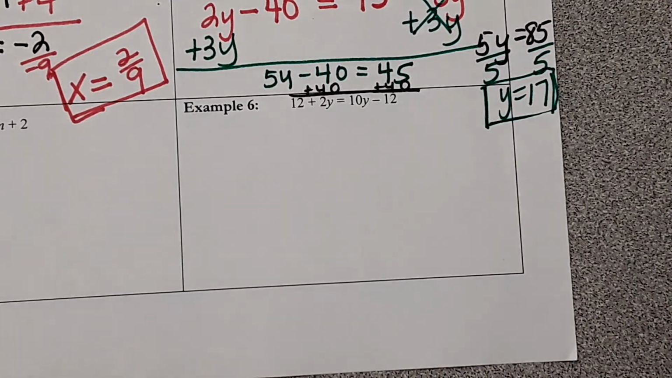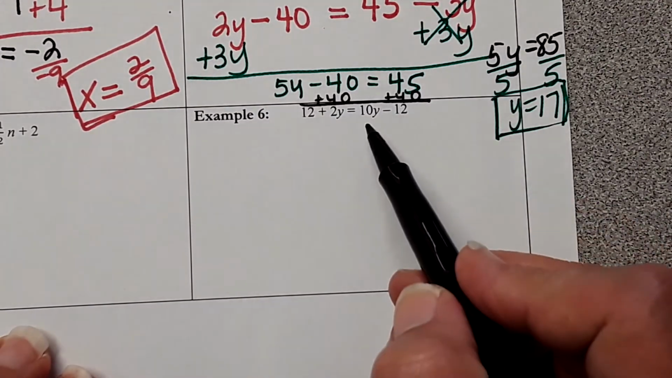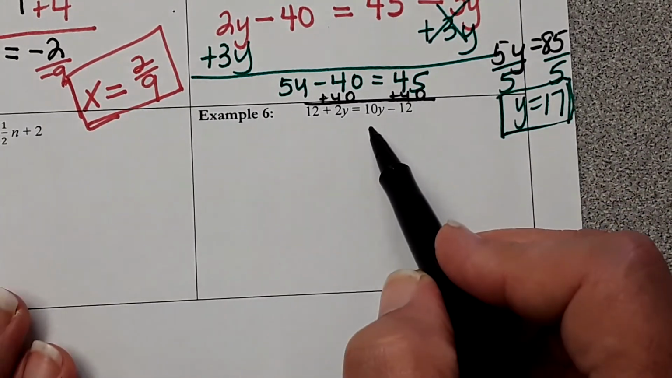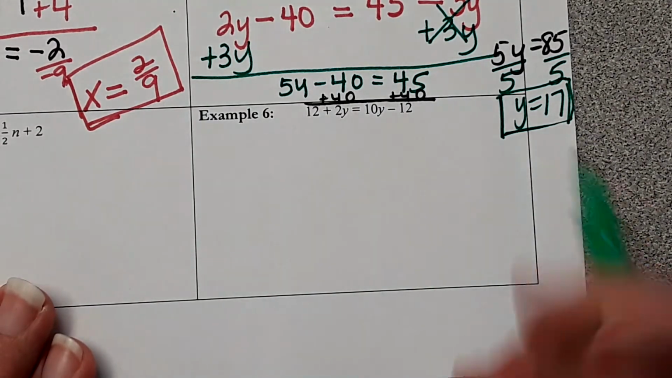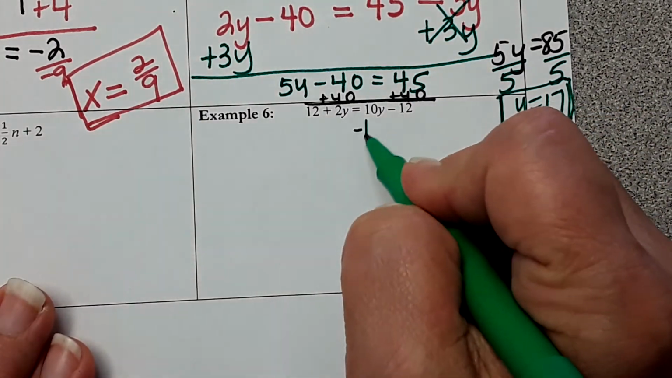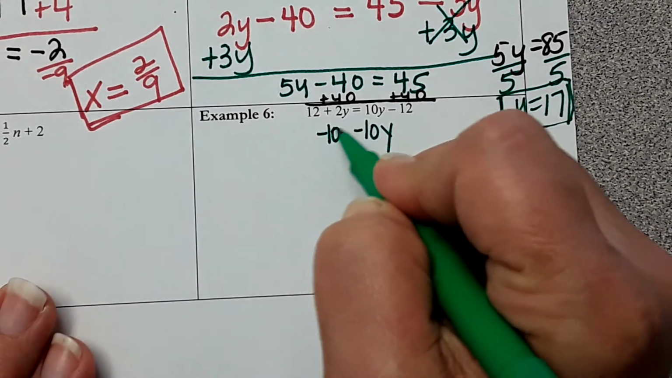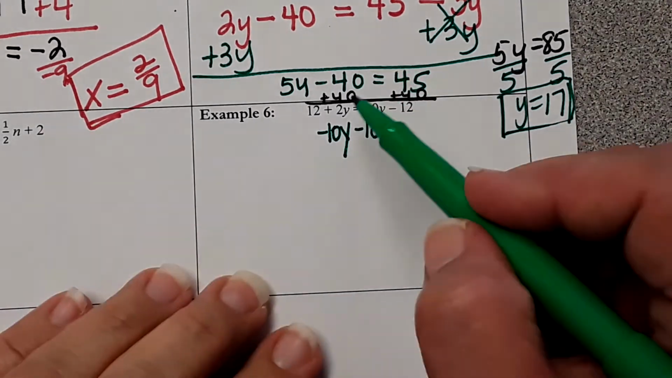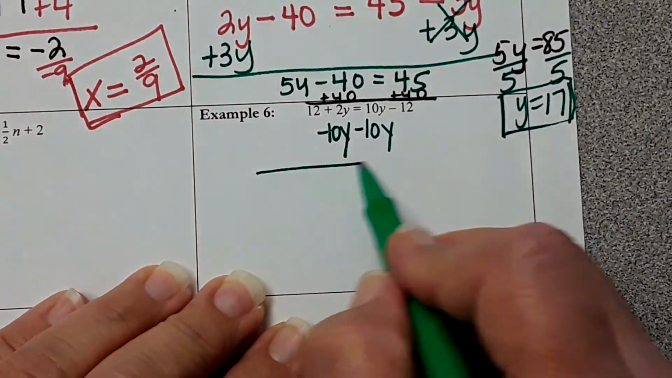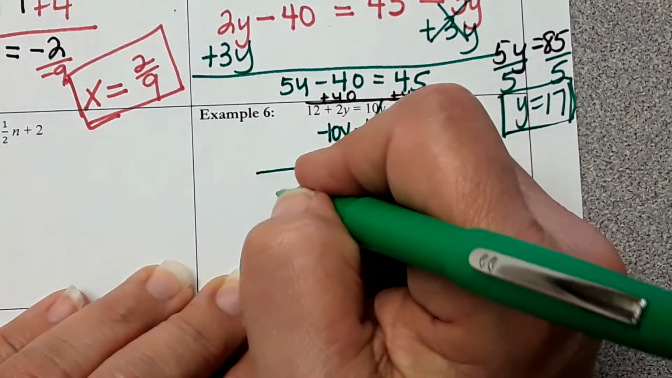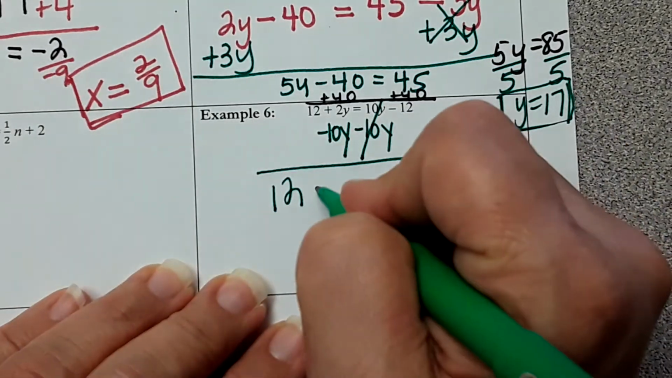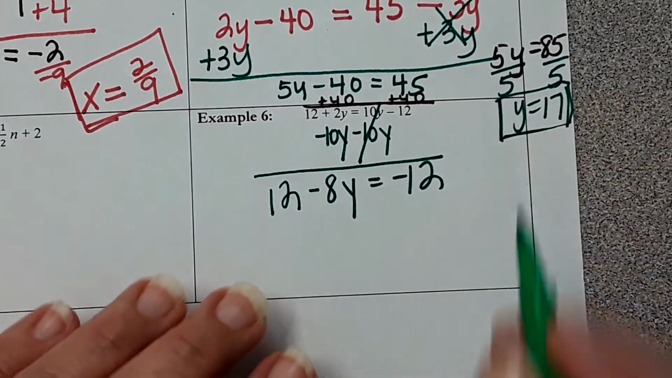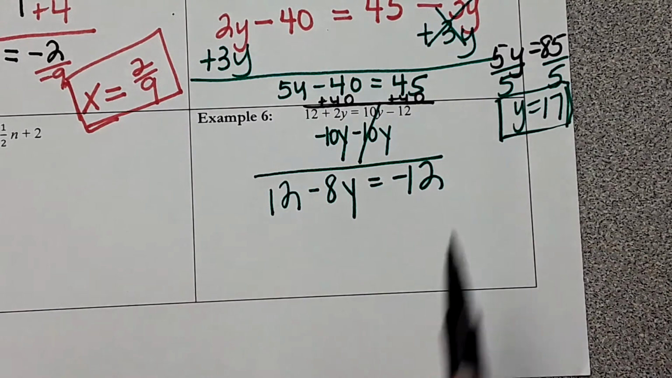Okay, what am I moving? 10y. I'm going to move the 10y from the right-hand side to the left-hand side. It's positive, so when I move it, what does it become? And you guys remember, you need to put it underneath the like term. And underneath the like term would be 2y is over negative 10y. These cancel out, and I have 12 minus 8y equals negative 12, because 2 minus 10 is negative 8.